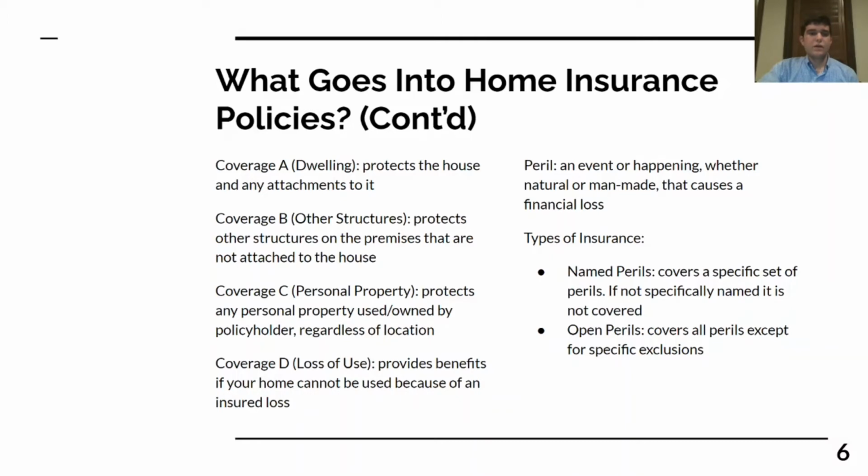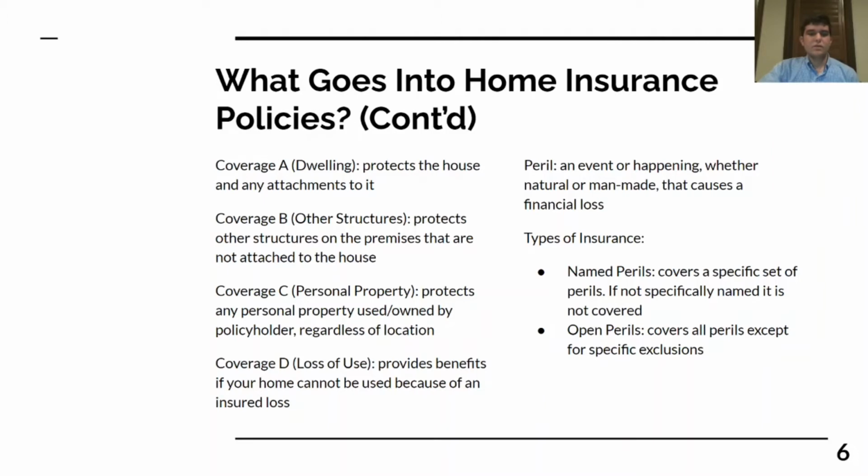For coverage B, other structures, this protects other structures on the premises that are not attached to the house. For example, you can think of an outhouse or a detached garage, and this is limited to 10% of the total insurance policy. So if your home is covered for $100,000, coverage B is limited to only 10% of this, so in this case, $10,000.